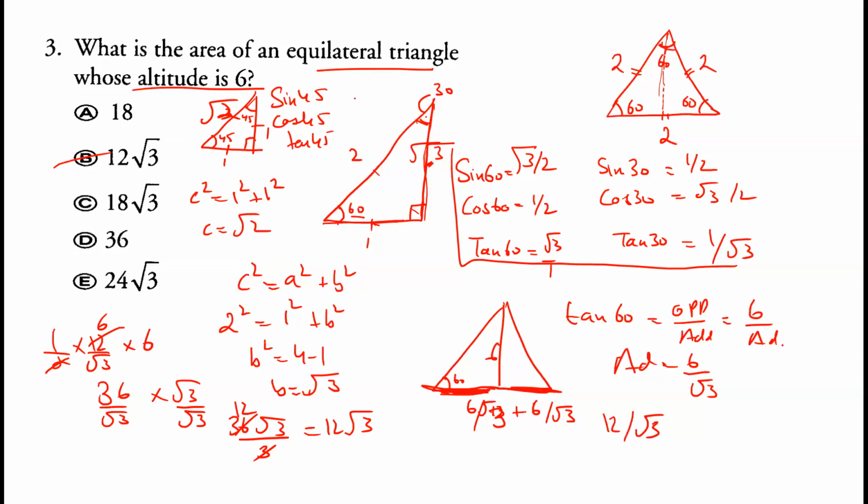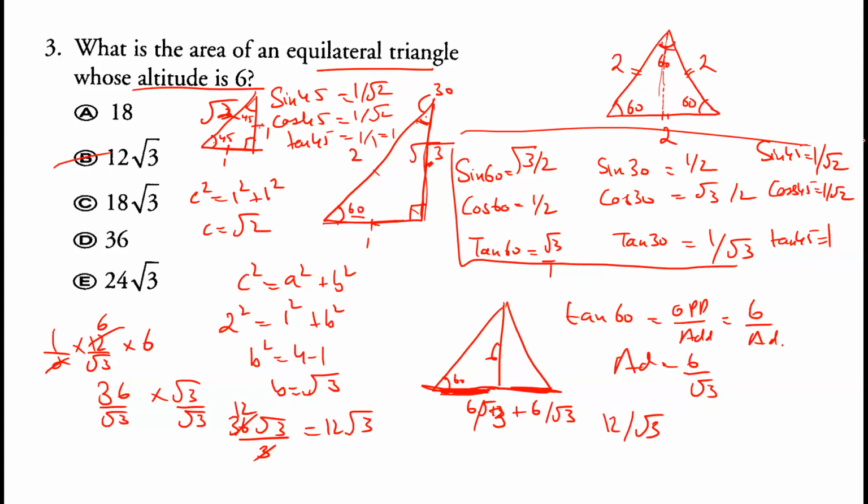Now sine 45 would be opposite upon hypotenuse, 1 over under root 2. Cos 45 is adjacent upon hypotenuse, so 1 over under root 2 again. And tan 45 would be opposite upon adjacent, that is 1 over 1, which is equal to 1. So you need to know all of this. Sine 45 is 1 over under root 2, cos 45 is again 1 over under root 2, and tan 45 equals 1. You need to memorize these relationships.